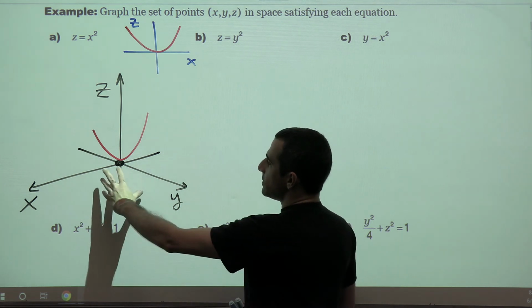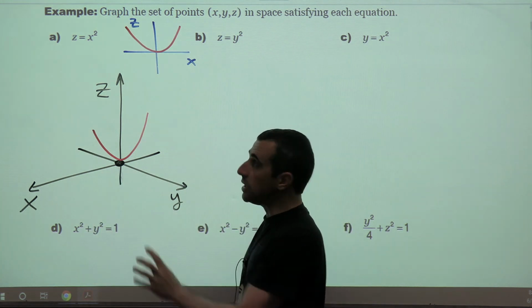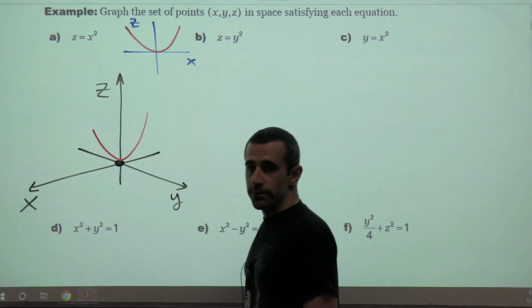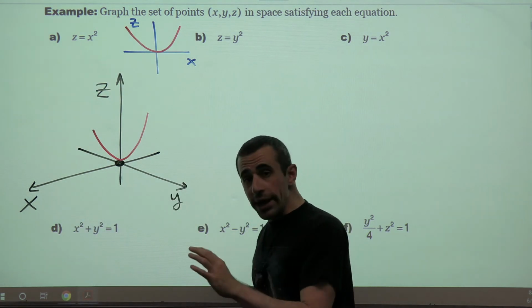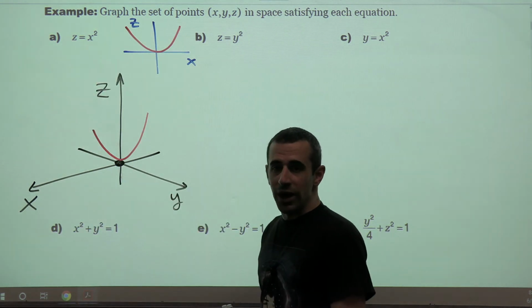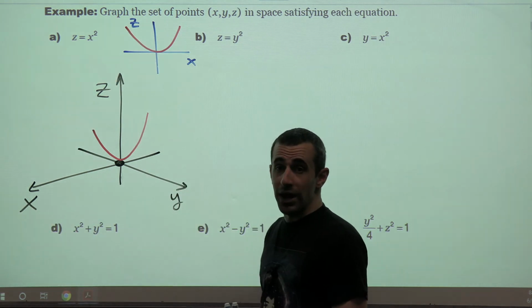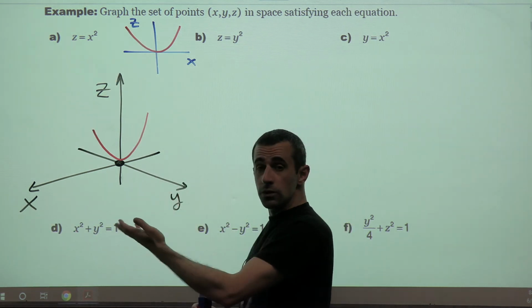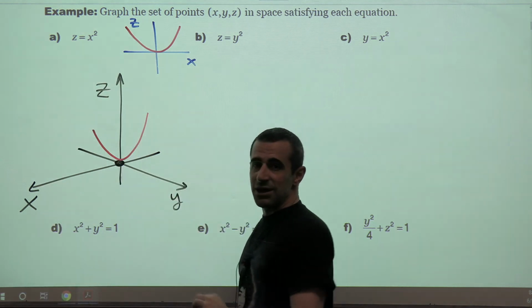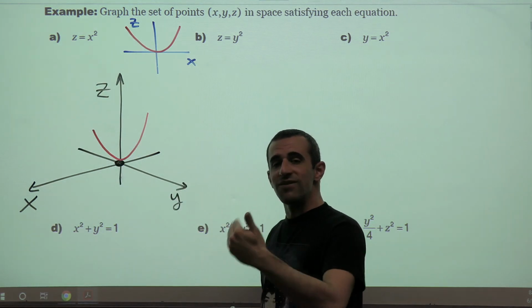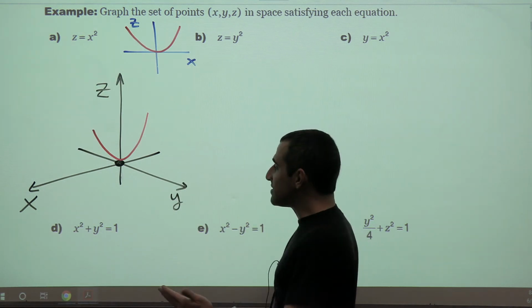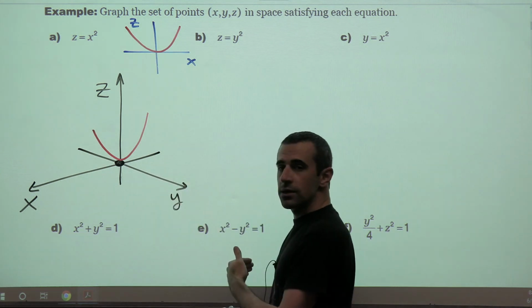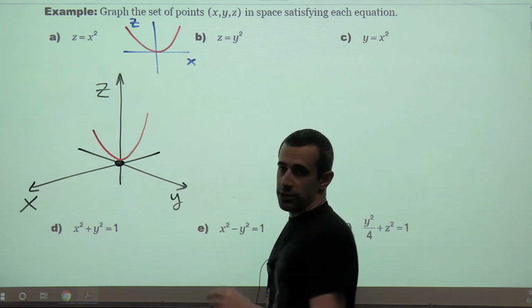Now, if I set y equal to 0 in that equation, I get z equals x squared. If I set y equal to 1 in that equation, I get the exact same equation because y doesn't show up in the equation. If I set y equal to 2 in that equation, I get the exact same equation. So what that means is that no matter what value of y you plug in, the cross-section at that value of y is always going to look like that parabola.